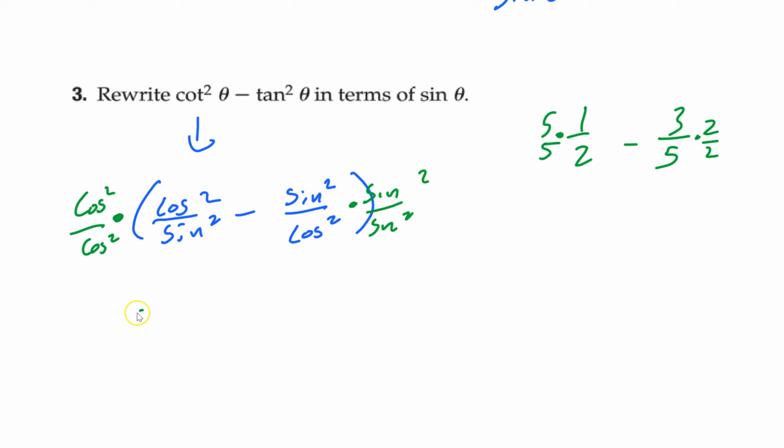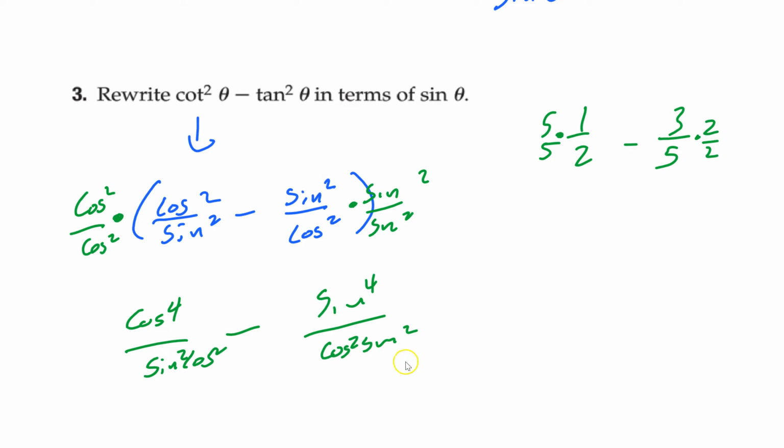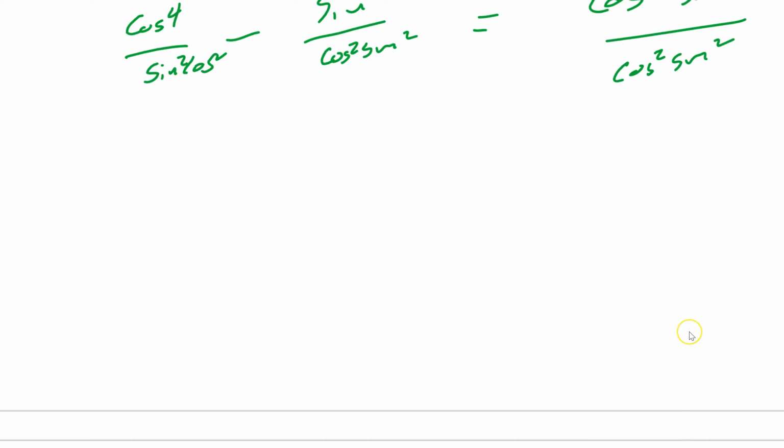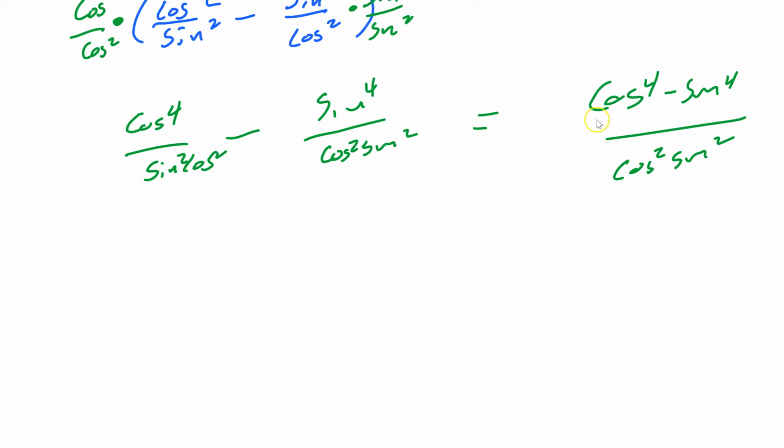So I'm going to get cosine to the 4th over sine squared cosine squared minus sine to the 4th over cosine squared sine squared. Now we can combine them. I get cosine to the 4th minus sine to the 4th all over cosine squared sine squared. You're like, that's disgusting. It is, but we can go a little further.